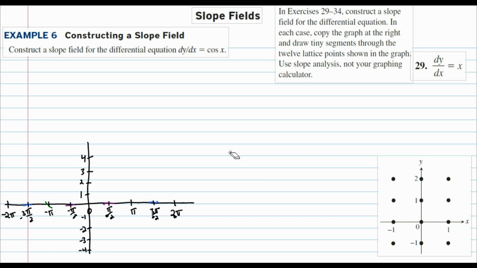You can see a representation of what a few of the tangents of the original function might look like. Alright, so let's see how this goes. Construct a slope field for the differential equation dy/dx equals cosine of x.